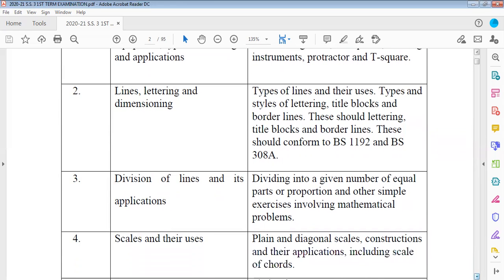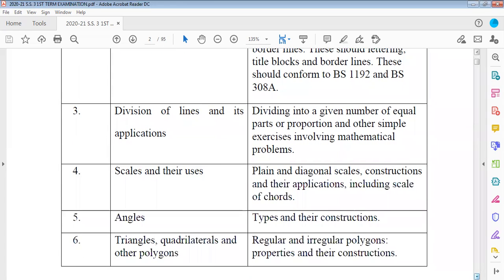Then number 3, division of lines and its applications. So how you can divide a line into a number of equal parts, and how you can divide a line into a given proportion. You'll be taught that. And number 4, we talk about scales and their uses. So we have plane scale, diagonal scale, and scale of curves.